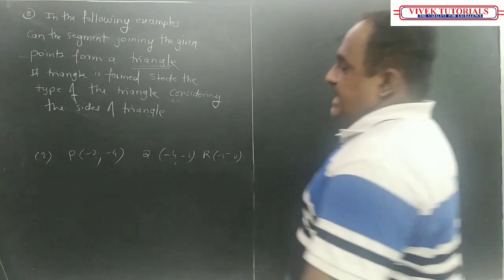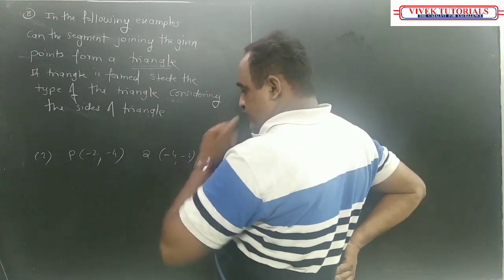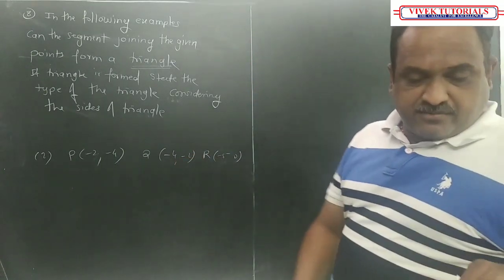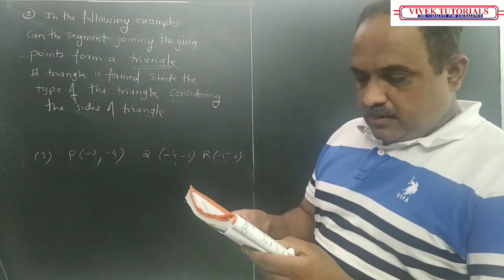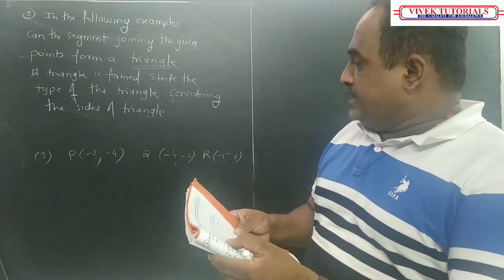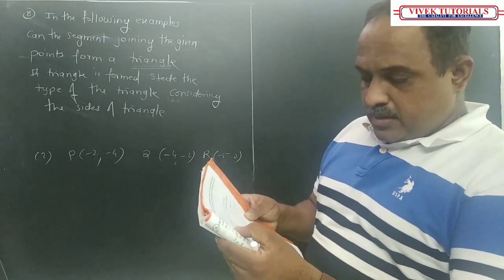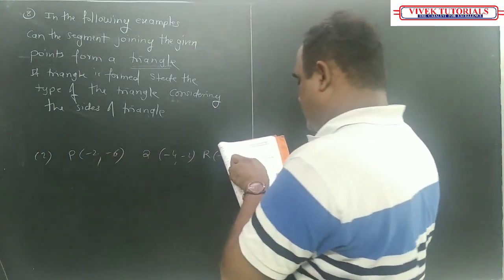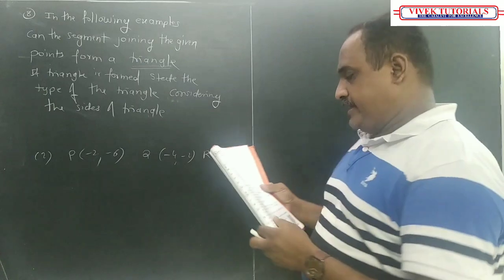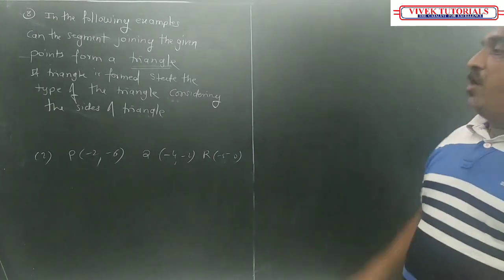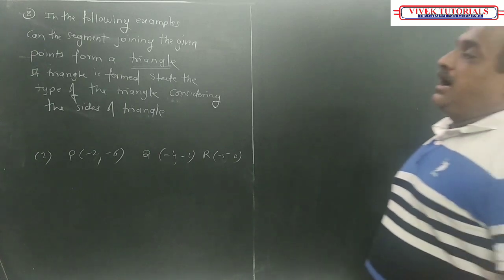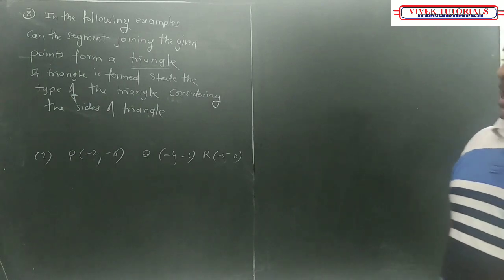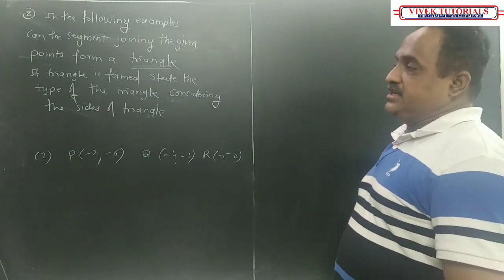Now, second question. P is minus 2 minus 6. Let me check it once again. It is minus 2 minus 6, sorry, I made a mistake. Q is minus 4 minus 2 and R is minus 5 comma 0. We have to find out whether these segments form a triangle or not, and if yes, then which type of triangle is formed.